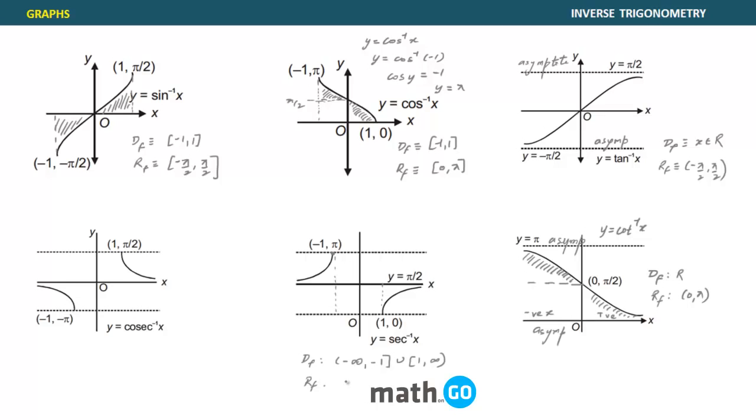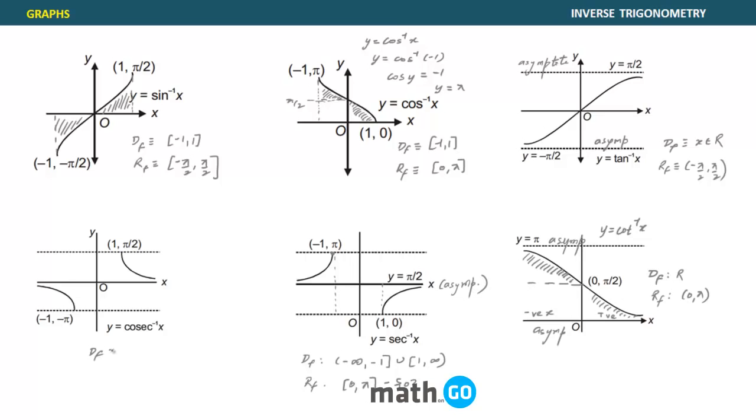So range is nothing but, what is the range? Secant inverse x will follow the graph of, yes, it is the cosine family. So it will be nothing but 0 to pi, but it will not take the value 0. You can see, x equal to 0 here is an asymptote. That means, sorry, y equal to 0 here is an asymptote. Okay, similar stuff happening here.